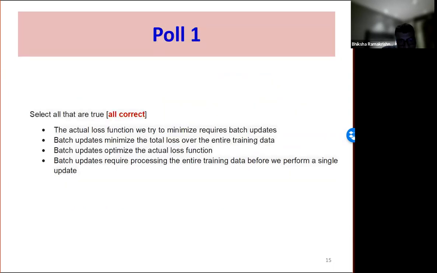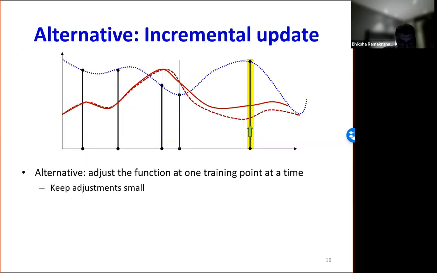Now, this is obviously a problem because you have to process all of the training points before you make a single update, which is not the best thing to be doing. Instead, we can try to do something else. We can try to adjust the function one training point at a time.